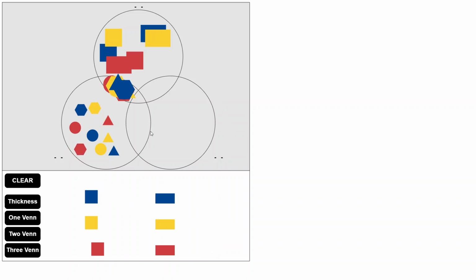Now let's suppose my third one does not have parallel sides. So in this, we want to put anything with no parallel sides. Triangles do not have parallel sides, so I can move my triangles over to this overlap. And circles do not have parallel sides, so I can move circles.